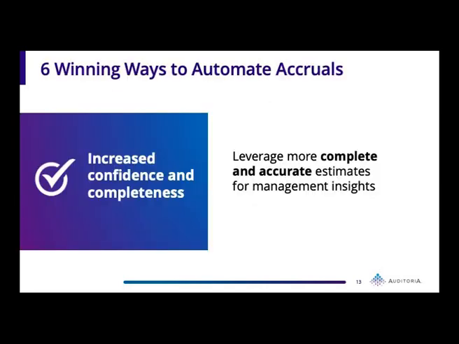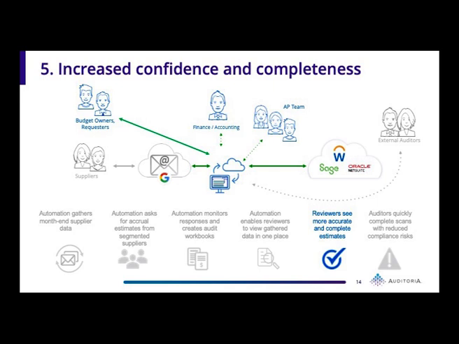So the fifth way is the ability to have increased confidence in the completeness, and management can be more comfortable in the completeness and accuracy and feel more confident. So the reviewers are able to really focus and review on the high judgment areas, and maybe someone even higher up, like a controller or someone that wants to get a macro level view, can log into the system and see how many suppliers there were accruals for, what the amount is, and overall have comfort.